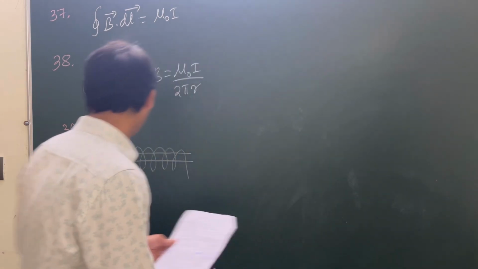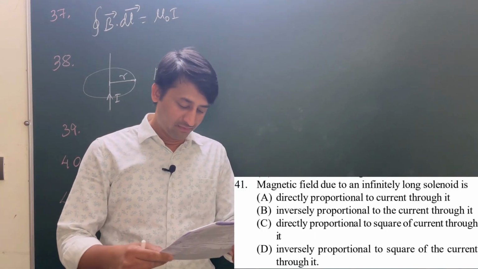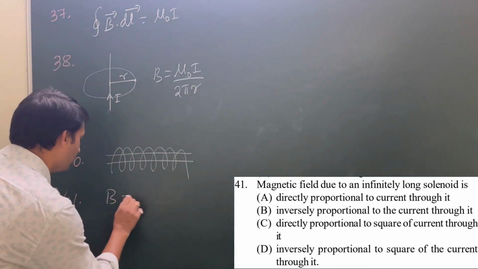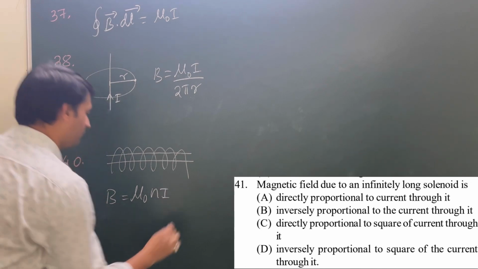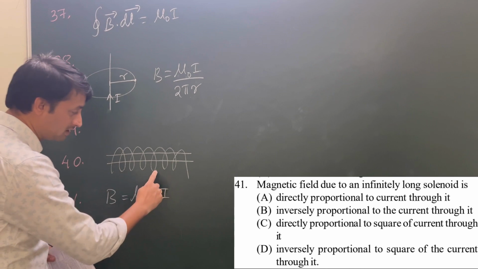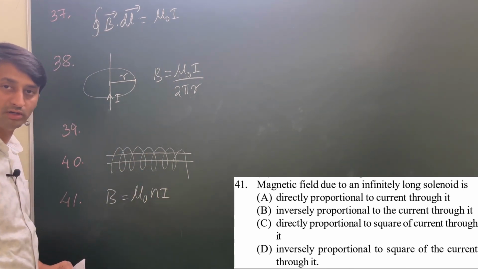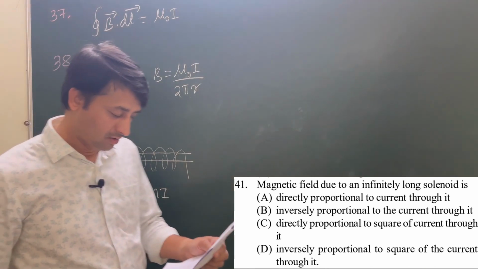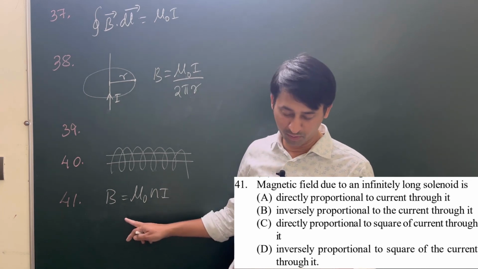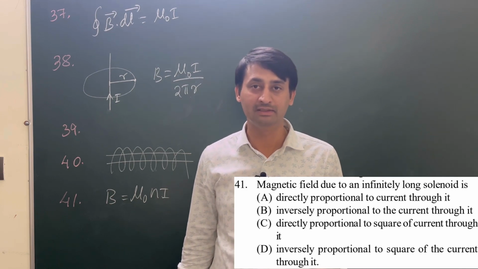Next, question number 41. Magnetic field due to an infinitely long solenoid is given by B is equal to mu naught n I. Here mu naught is permeability of free space, n is the number of turns per unit length, and I is the current flowing through this solenoid. Here they have asked how this magnetic field depends on the current. The magnetic field is directly proportional to the current through the solenoid. Option A is the correct answer.